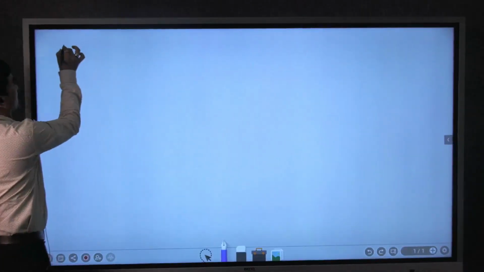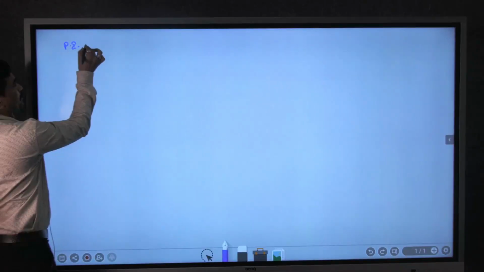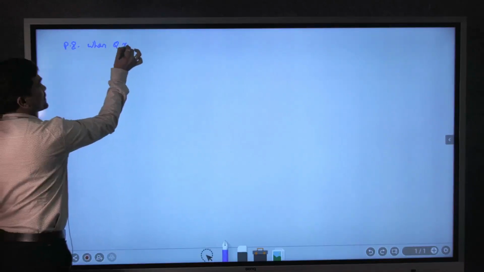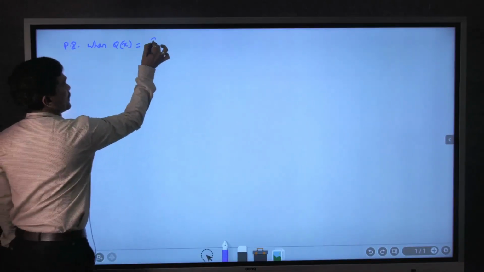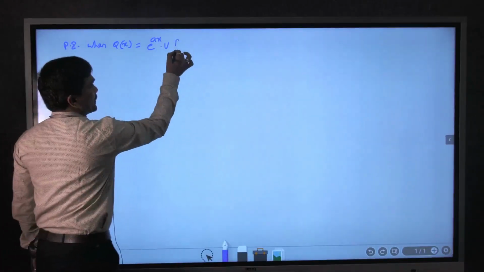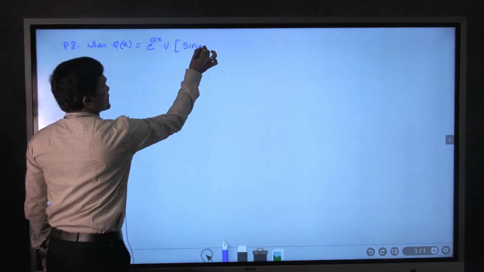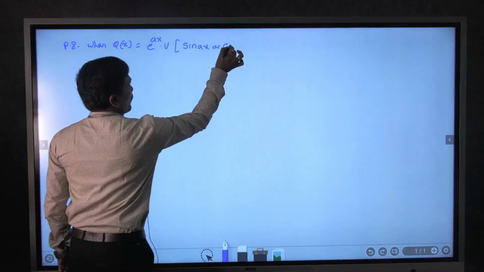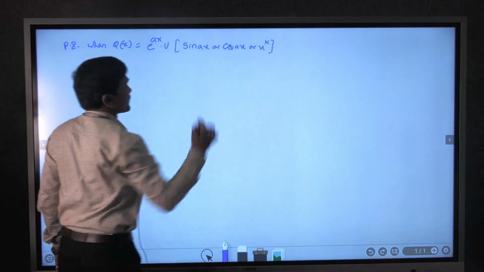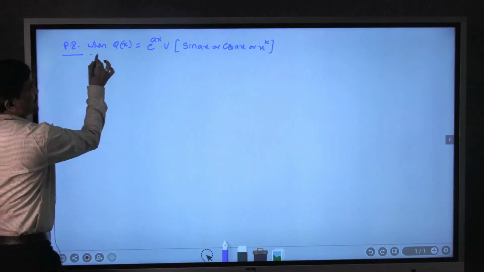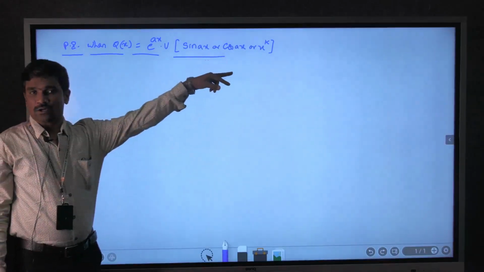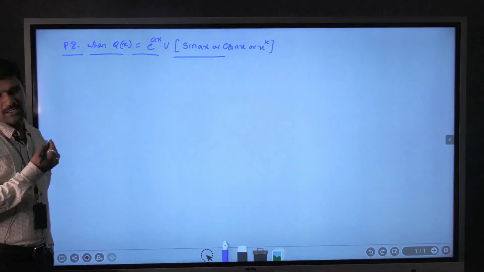So first of all, write PI, particular integration, when Q of x is equal to e power ax into V. So what is V here? Here V is sin ax or cos ax or x power k. So this is our next method. So e power ax into V, where V is sin or cos or x power k. Then what is particular integration here?